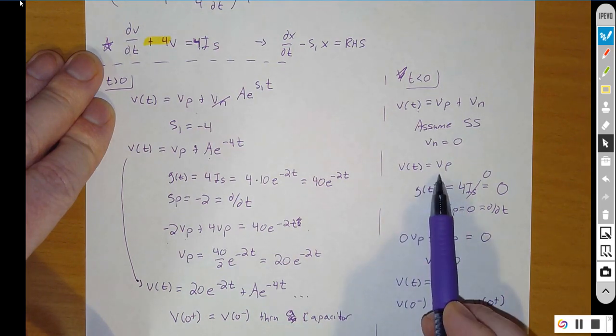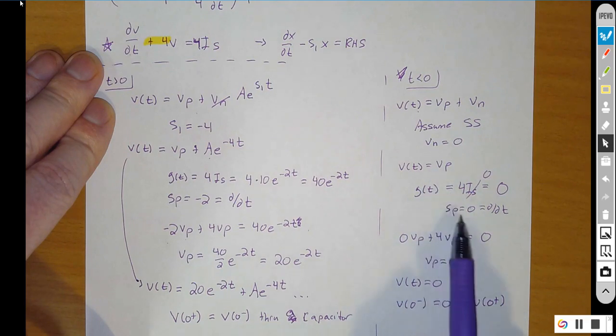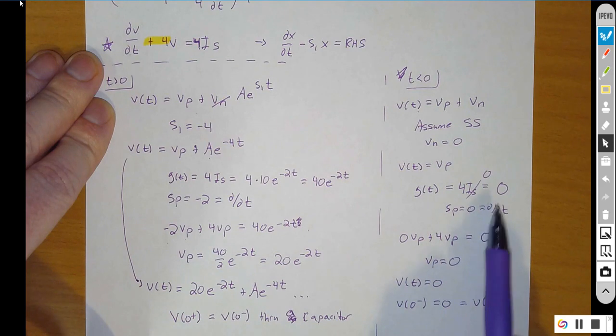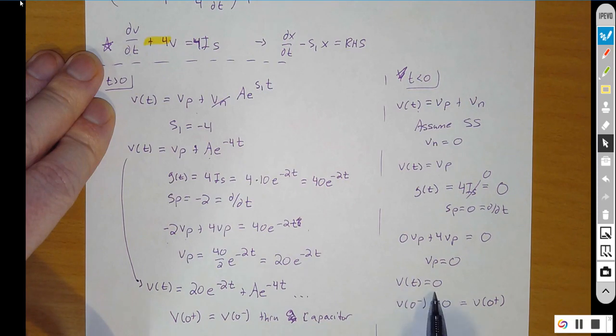I know how to find V particular. It's the same stuff that you've been doing. So I find my particular solution, but because my forcing function is 0, it goes to 0. And then we eventually end up with just V of t is 0 for all time before the switch. So therefore V of 0 minus is 0. Because it goes through a capacitor, V of 0 plus is also 0, because V of 0 plus has to match V of 0 minus.